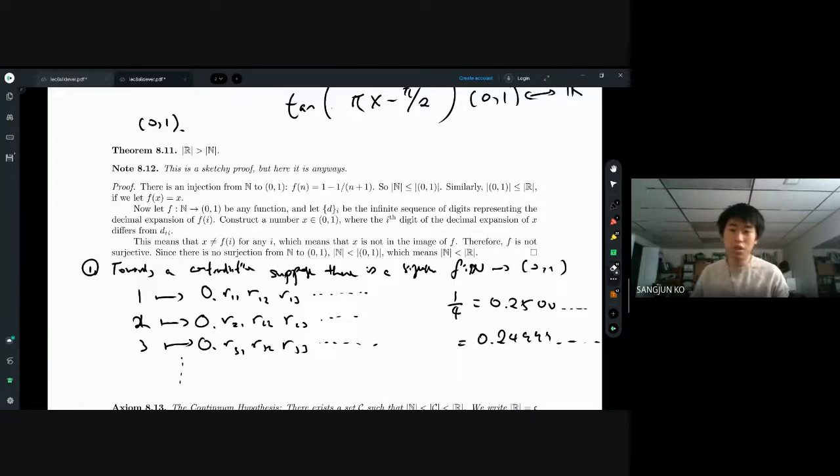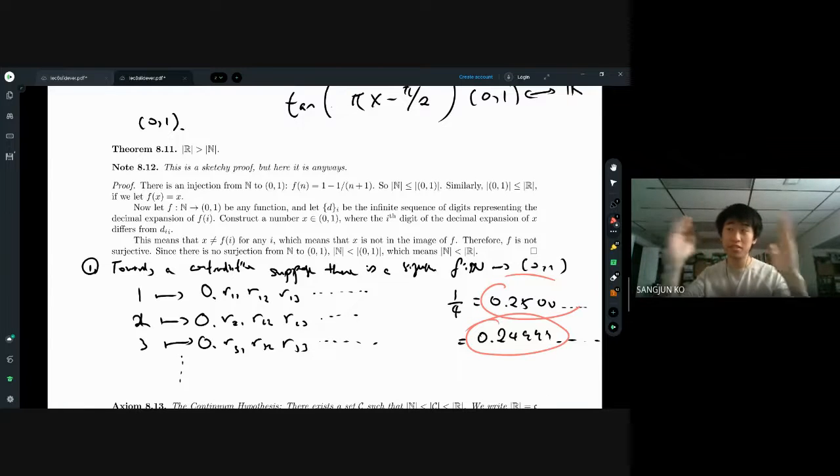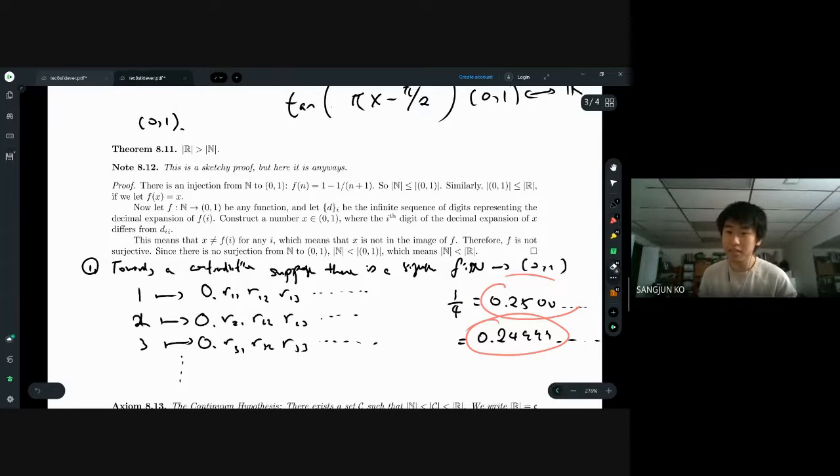Some numbers have two decimal expansions, so how do you choose one? In the beginning, for every number that has two decimal expansions, you're just going to choose one representation. You can choose this or you can choose this. It doesn't matter. But you need to say that you're going to stick to one representation throughout the entire proof. Does that make sense?